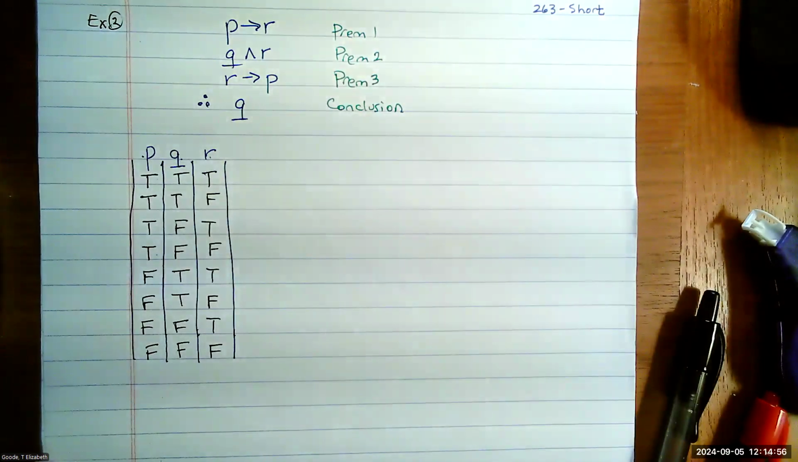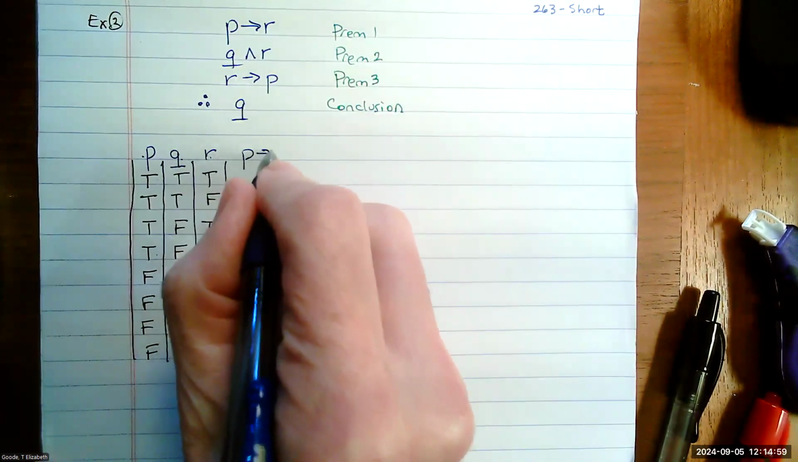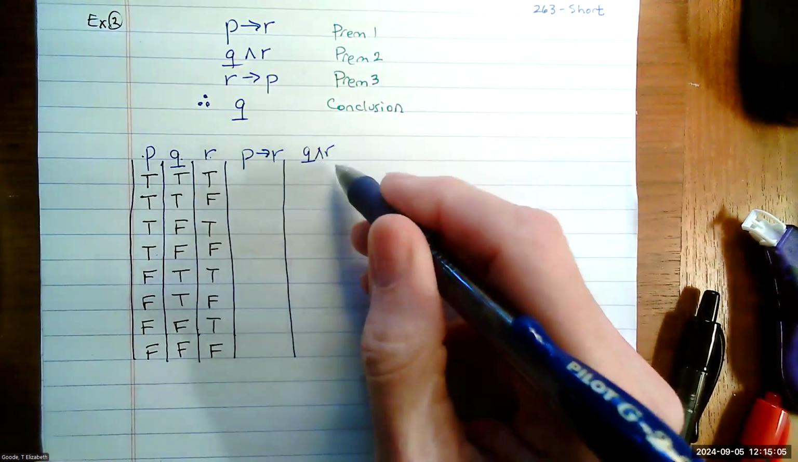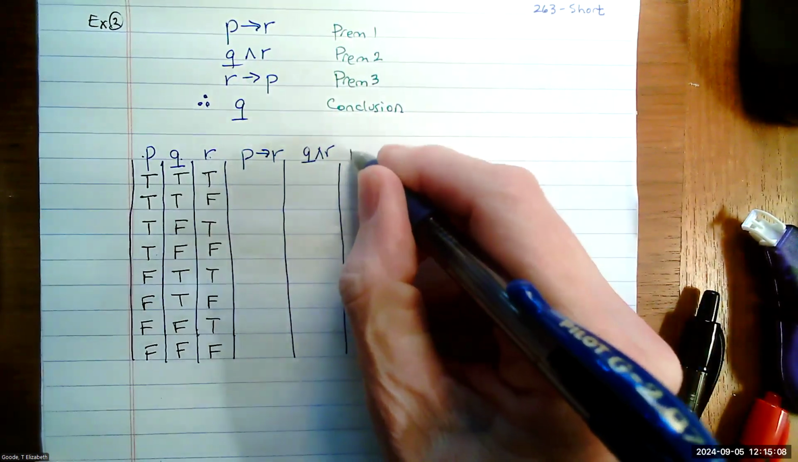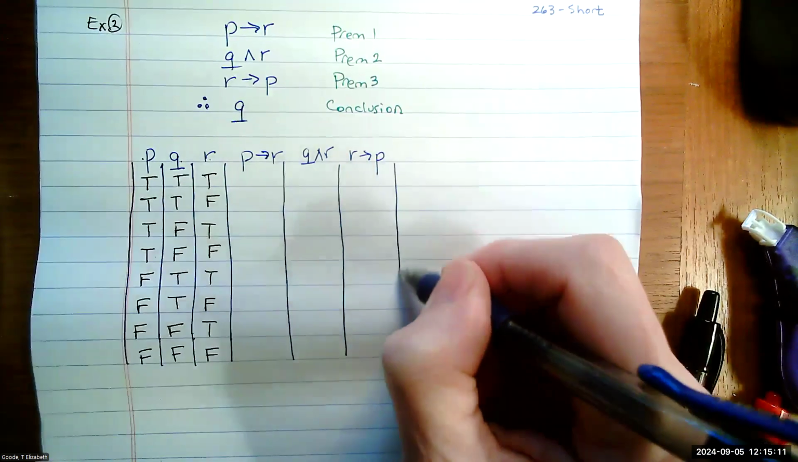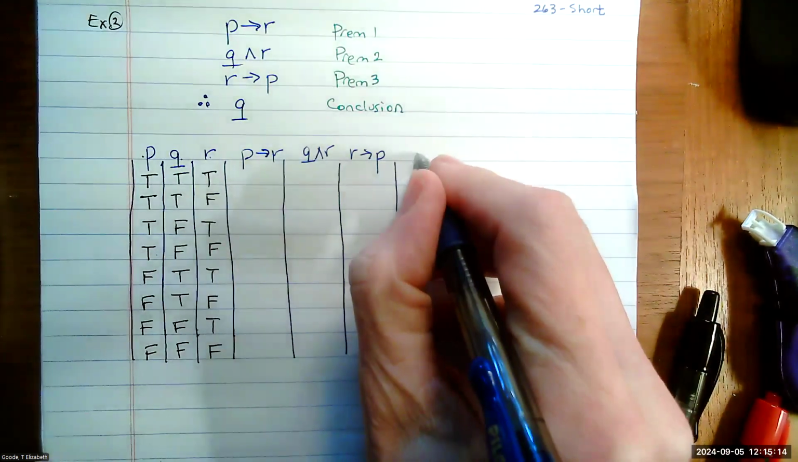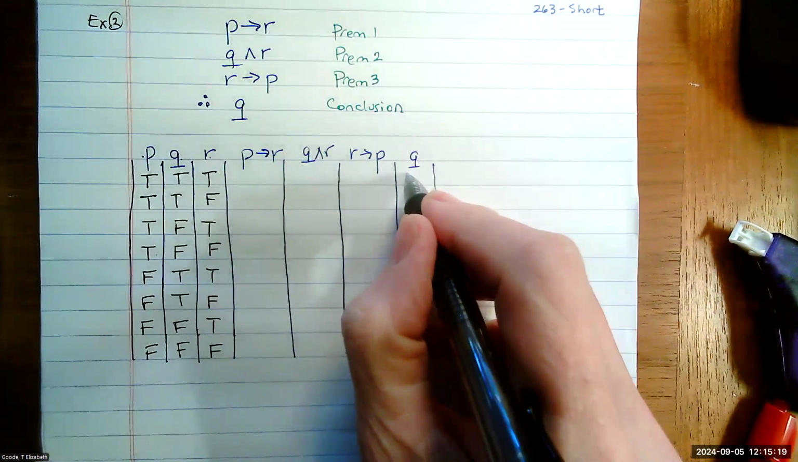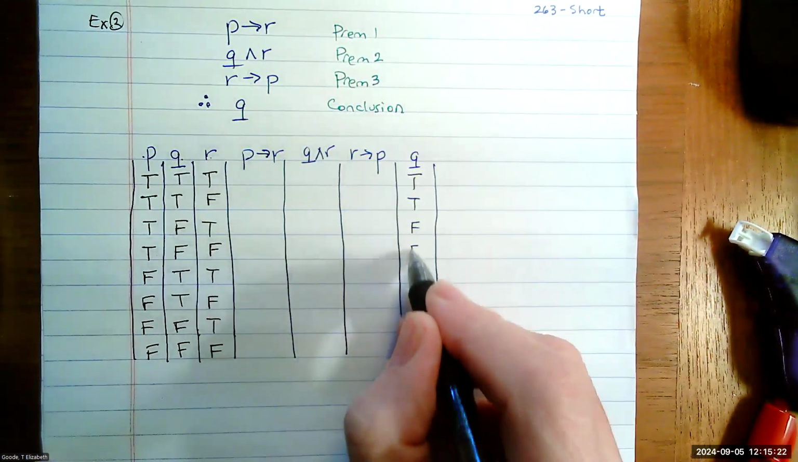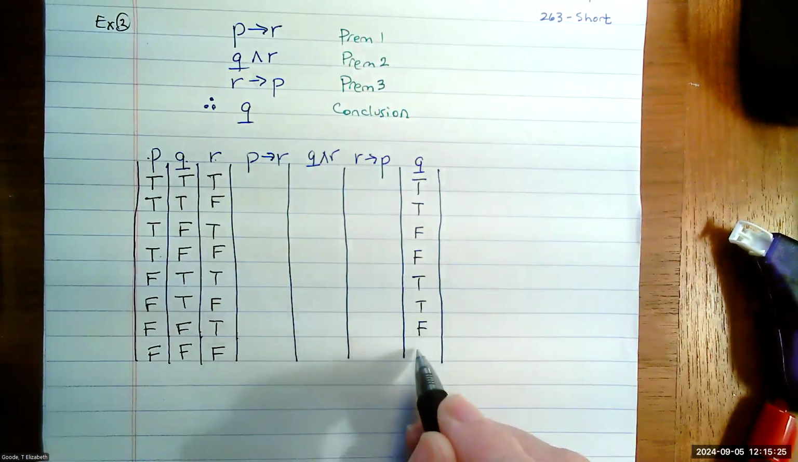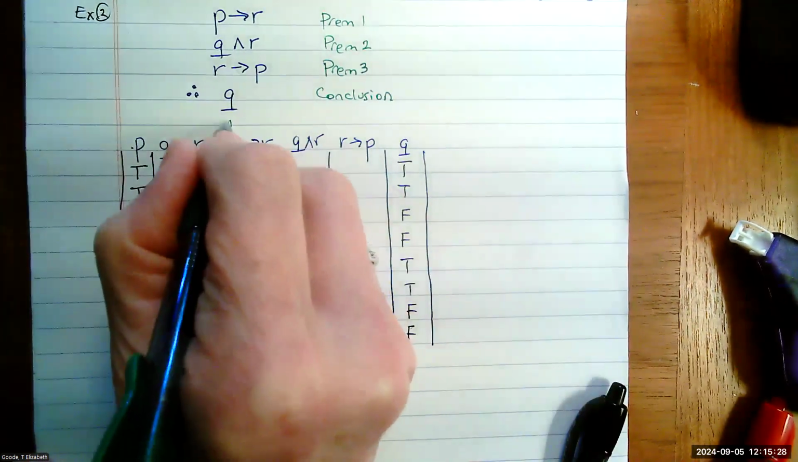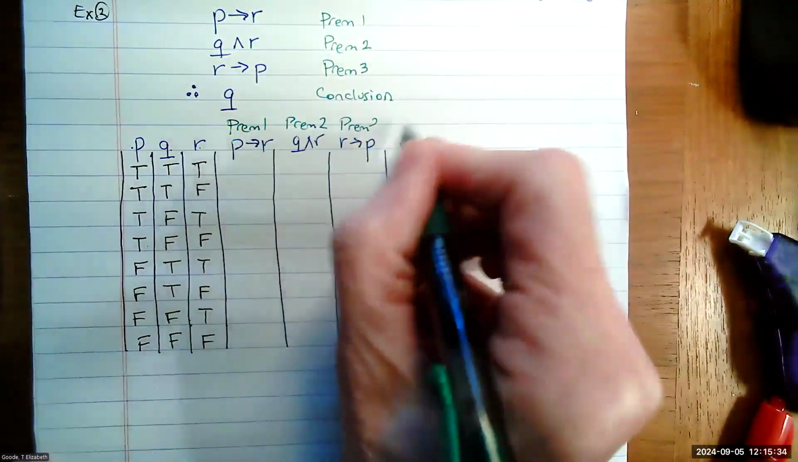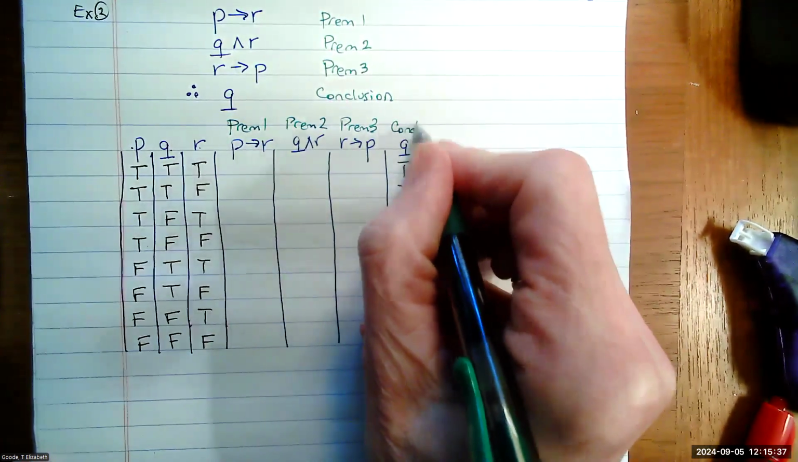All right, so what else do we have here? Well, P implies R is premise 1. We'll need a column for that. Q and R is premise 2. We'll need a column for that. R implies P is our 3rd premise. And Q is our conclusion. Now, we've already got the conclusion written. We don't need to repeat that. But I like to have my conclusion column to the right of my premise columns. So I'm just going to go ahead and repeat the column for Q. By the way, don't forget to label the columns for your premises and the column for your conclusion.